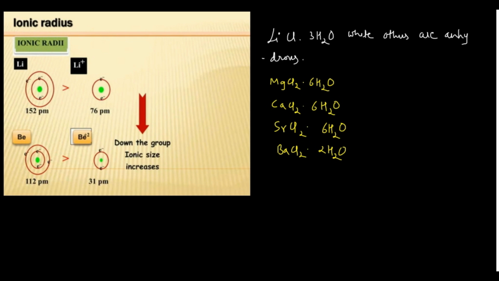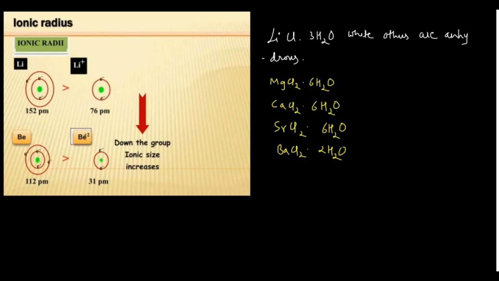So the effective nuclear charge increases, which pulls the remaining electrons more strongly, which decreases the size actually. Now if you go for beryllium, it is 112 picometer, and when you form the beryllium ion, it is 31 picometer.